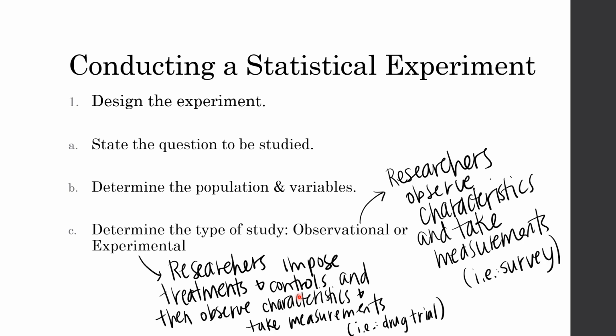All right, so observational studies are where researchers are observing natural phenomena, characteristics, and taking measurements, like through a survey, whereas experimental studies are where researchers are imposing treatments and controls and then observing characteristics and taking measurements after imposing those treatments and controls. So like a drug trial.